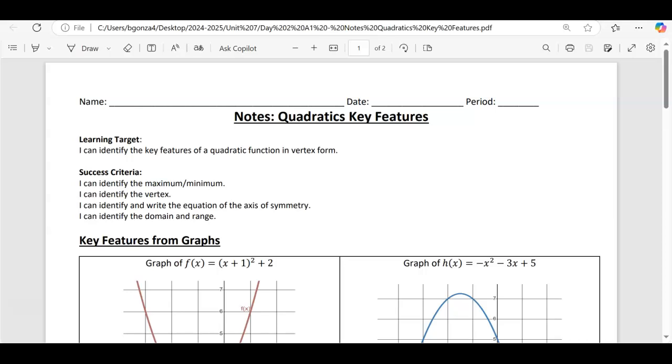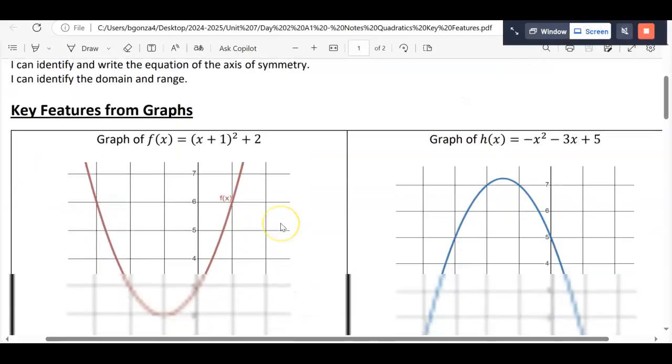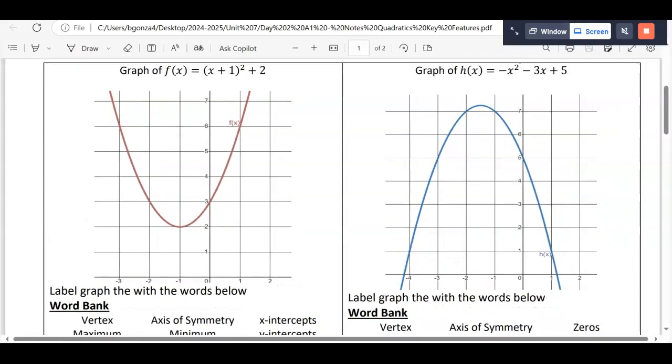All right, here we go. Today, key features of quadratics. Y'all ready? All right, so does everyone see these two graphs right here? This unit, Unit 7, is called quadratics, and it makes these shapes, okay?